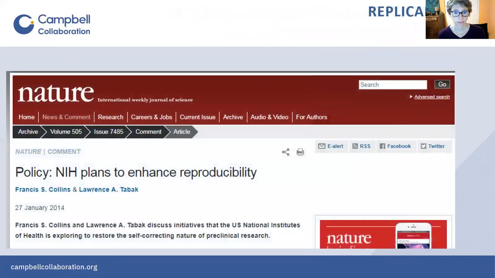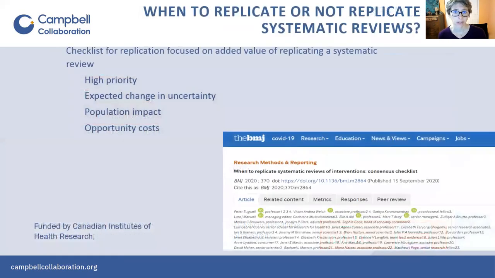Replicability. Most of you will have heard about the reproducibility crisis. This is pretty old now, 6 years, but we still have this issue, especially in the social sector. Replicability of primary studies is an issue. But what about systematic reviews? Myself and colleagues led a paper on when to replicate or not replicate systematic reviews. And through a consensus and evidence-driven process, we came up with four criteria.